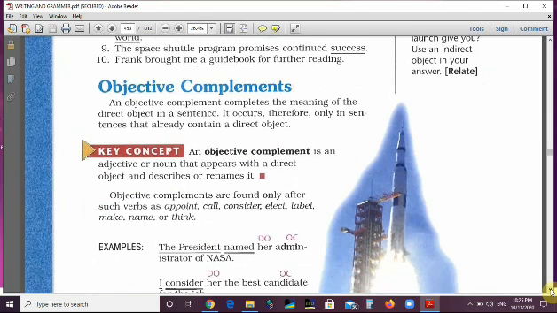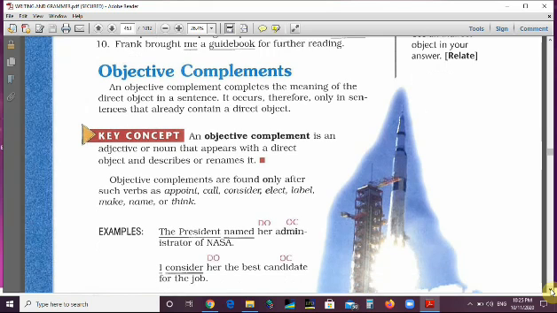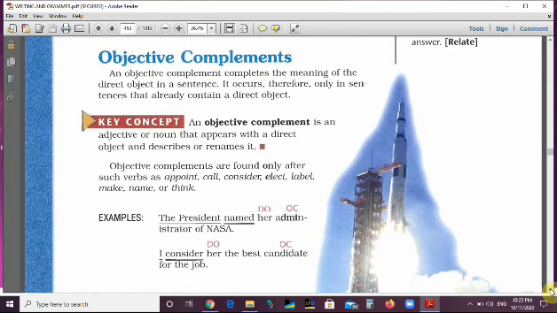Let's move on to objective complements. An objective complement is an adjective or noun that appears with a direct object and describes or renames it. Objective complements are found only after such verbs as appoint. Remember this short list of verbs: appoint, call, consider, elect, label, make, name, or think.